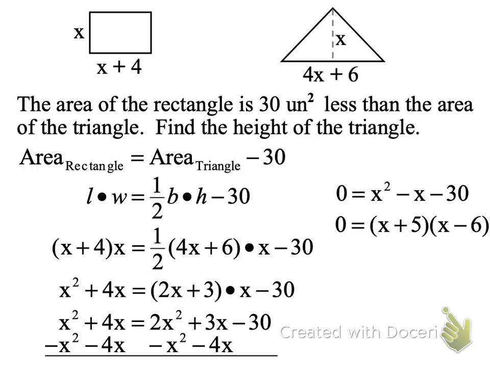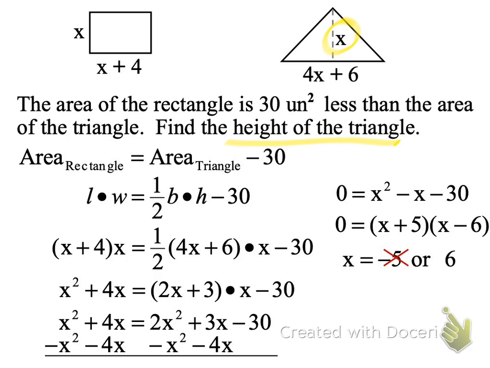Okay, and what are my solutions? Negative 5 and 6. Do both of those work to figure out what x is? No. Which one does not work? The negative 5. Now, there's different ways they can ask this. In this case, they are asking for the height of a triangle. They're asking for the height of the triangle, and that is x.